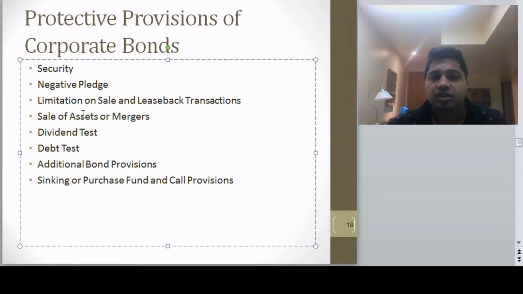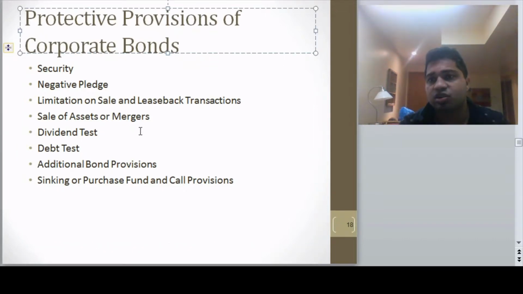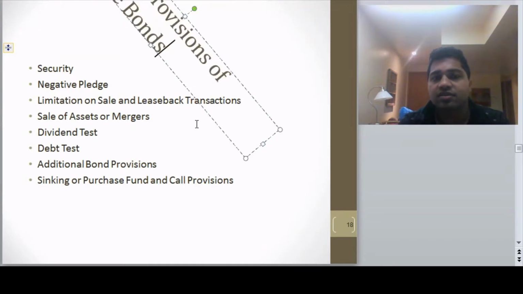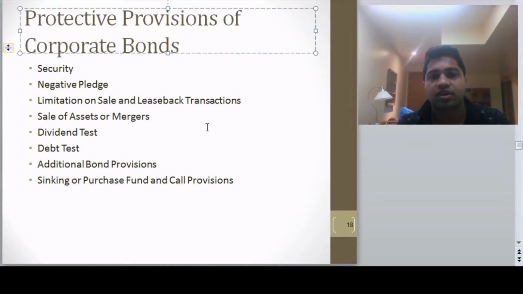You may have certain limitations on sale and lease back transactions. So you cannot sell the asset or lease it when it is collateral for a debt issue. Sale of assets or mergers.